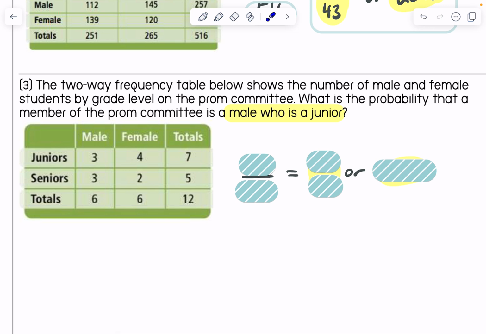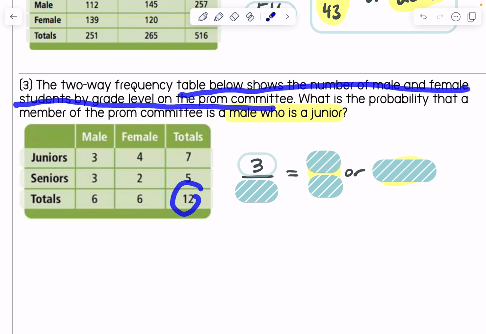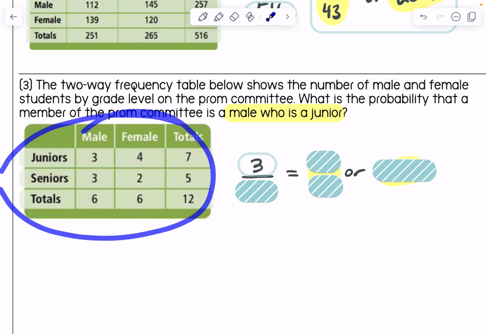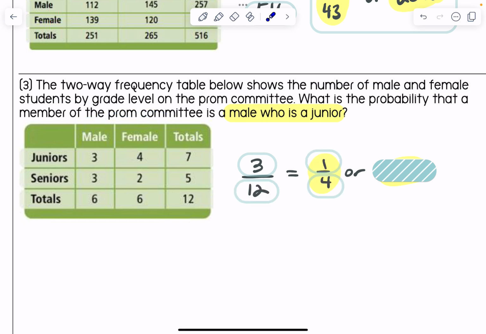Number 3, the two-way frequency table below shows the number of male and female students by grade level on the prom committee. What is the probability that a member of the prom committee is a male who is a junior? So let's look at male, junior. Male, junior, that's 3. Now for the denominator, it says, what is the probability that a member of the prom committee, well, that means we're looking right here because it says the table below shows the number of male and female students by grade level on the prom committee. So all of these students are on the prom committee. So that's 3/12, simplified as a fraction is 1/4, multiplied by 100, that's 25%. So 25% of the prom committee is a male who is a junior.